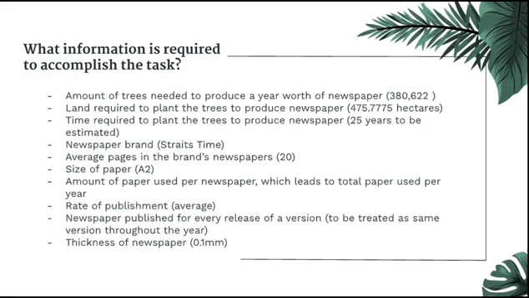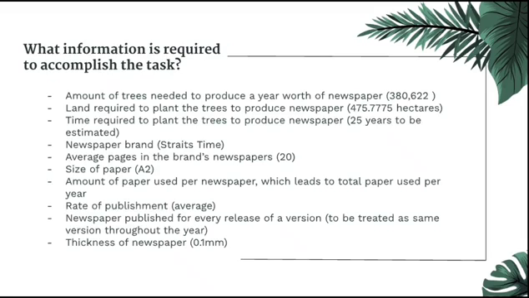Firstly, is the amount of trees needed to produce a year worth of newspaper, and it is estimated to be 380,622. And the land required to plant the trees to produce the newspapers is 475.7775 hectares, and the time required is estimated to be 25 years. And the newspaper brand that we'll be focusing on today is Straits Times, and the average page in the brand's newspaper is 20, and the size of paper would be A2 size.